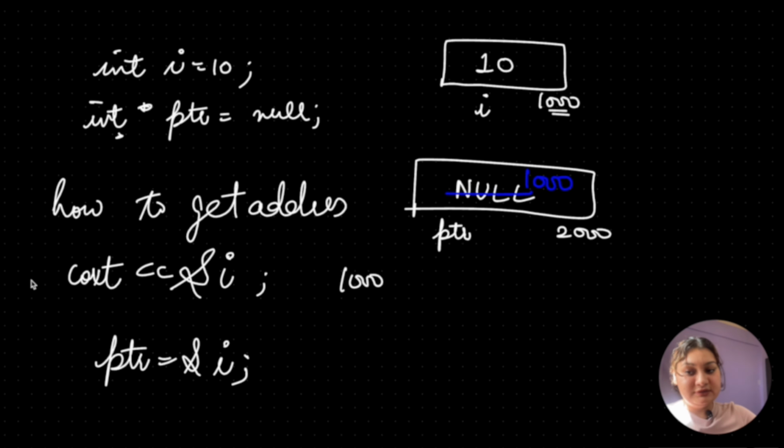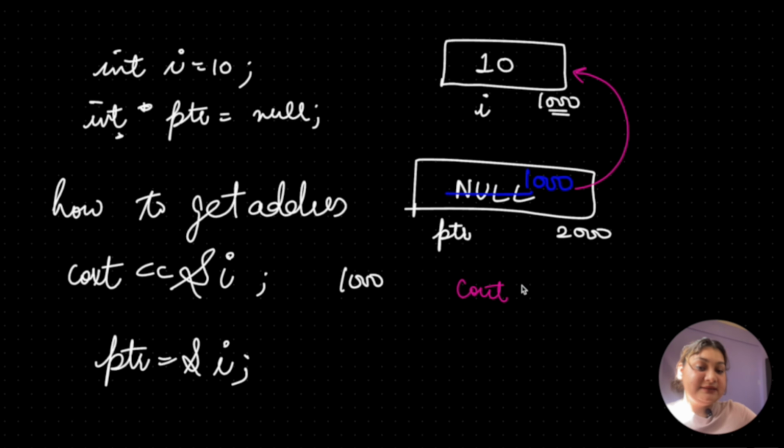When we put 1000, we introduced one link: at pointer ptr there is this 1000. What does that 1000 point to? This memory here which has 10 in it. Now how to get this data? We have created the link using &i. How to get this data?